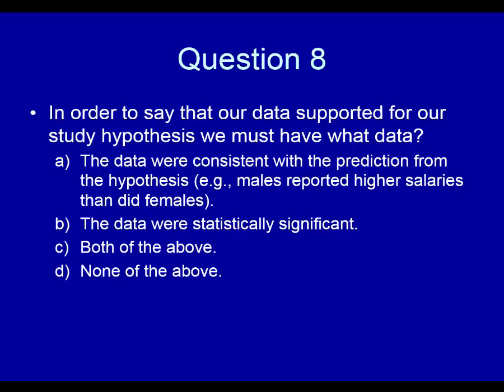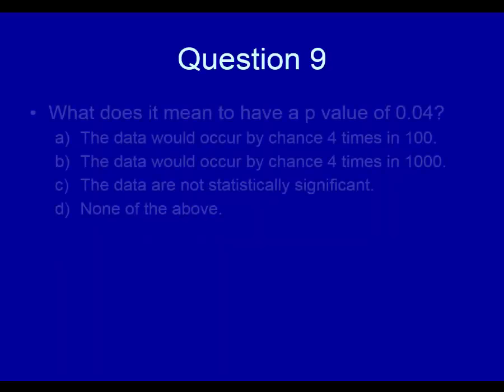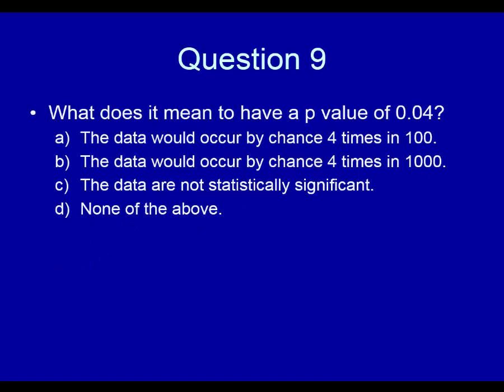And I might add, if your data does not support your hypothesis, and the data did not go in the correct direction, you should not conclude in your conclusion section that you found this to be true. For example, if you found that males reported higher mean salaries than females, but you found that the difference was not statistically significant, you should not conclude that you found a higher salary for males. Here's question number 9.